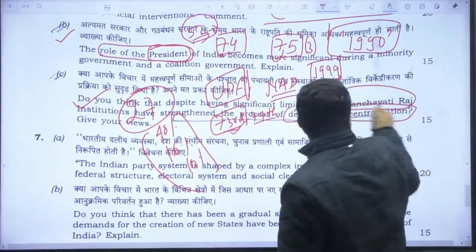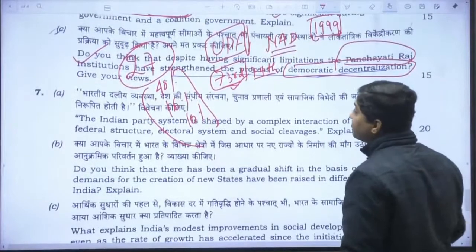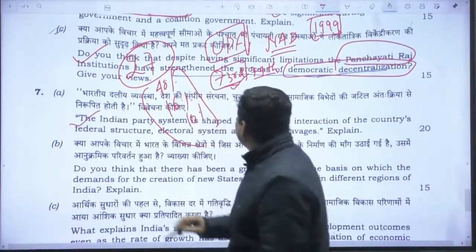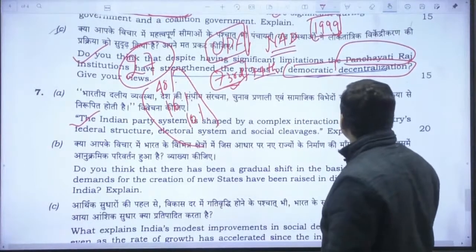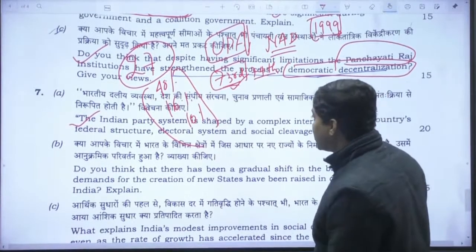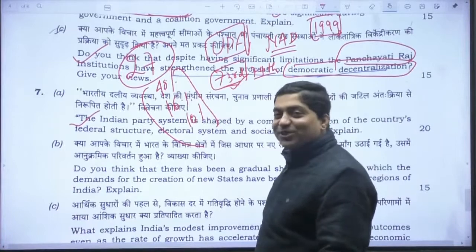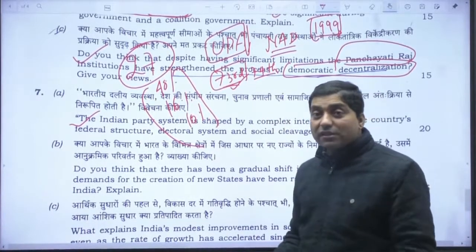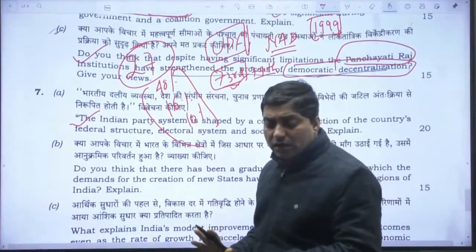Now come to the next question, 7A. It goes like this: the Indian party system is shaped by a complex interaction of the country's federal structure, electoral system, and social cleavages. Again, this question is a little twisted, a little complex.